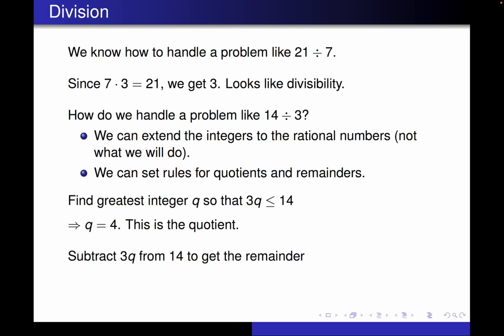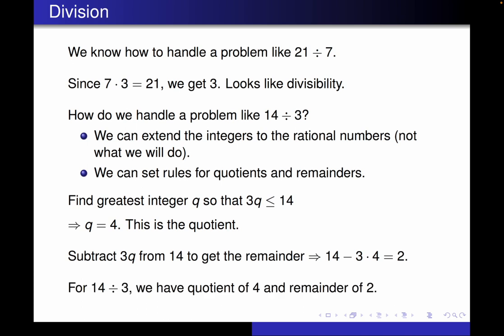Now, if we want to get the remainder, what we do is we take our quotient times 3, that's 3q, and subtract that from 14. That gives us the remainder, so we get 14 minus 3 times 4. 14 minus 12 gives us 2. So when we do this division problem from an integer perspective, we get a quotient of 4 and a remainder of 2.